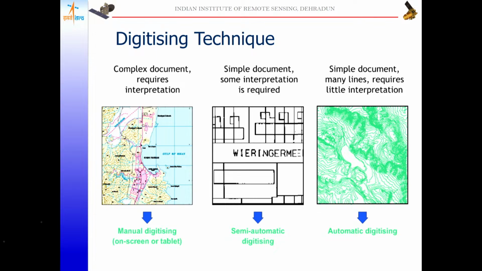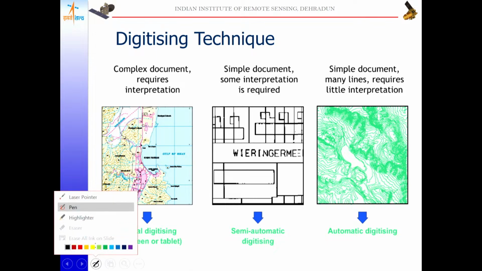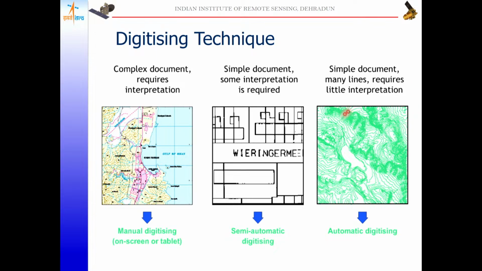So, suppose you have this kind of map which has only two colors or only two features.